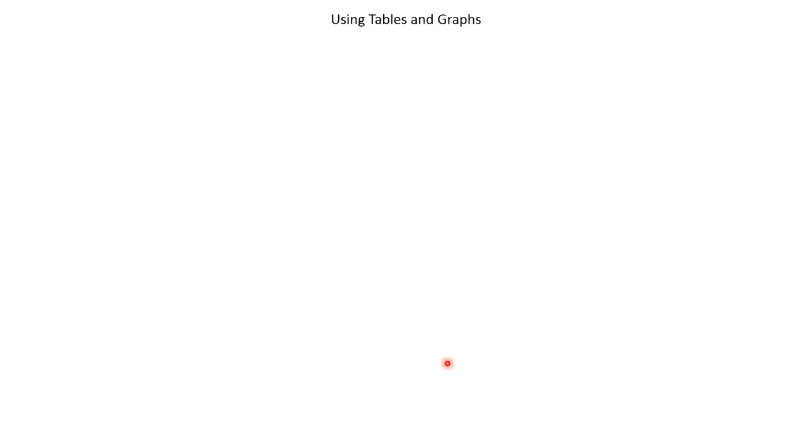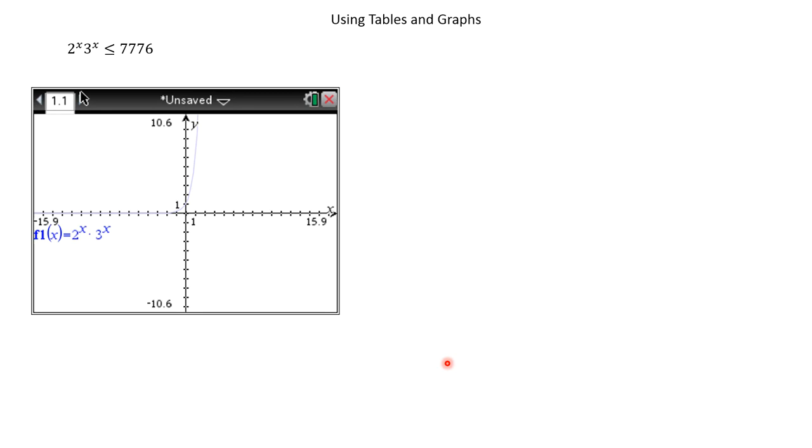So now using tables and graphs, and this is where we're going to get to inequalities. If we have something like 2 to the x times 3 to the x is less than or equal to 7,776, how do we solve that? Use your graphing calculator. Graph it. If we graph it, we're going to get something that looks kind of like this.